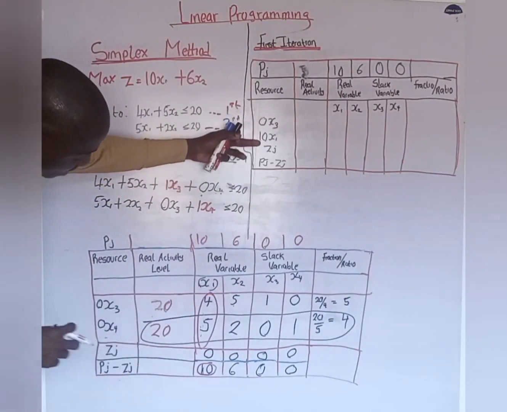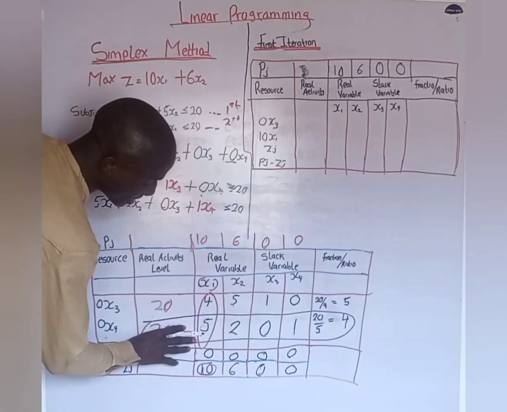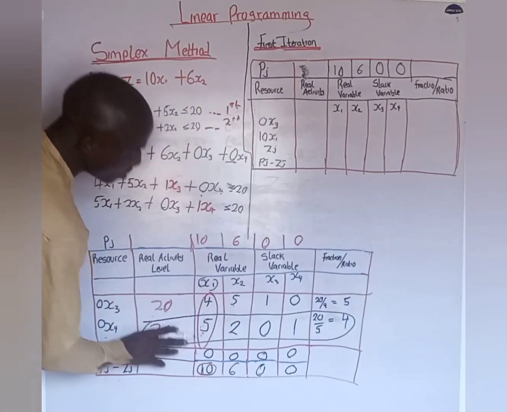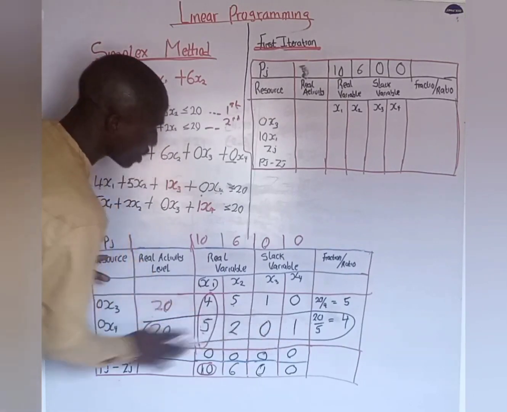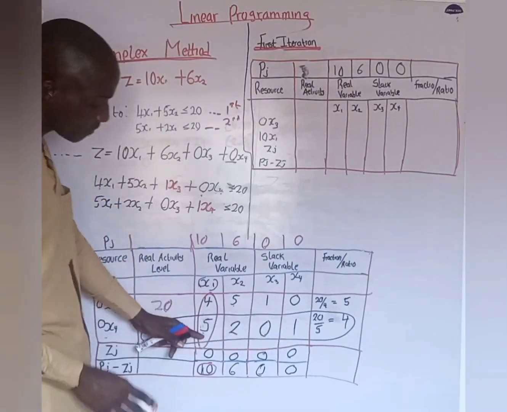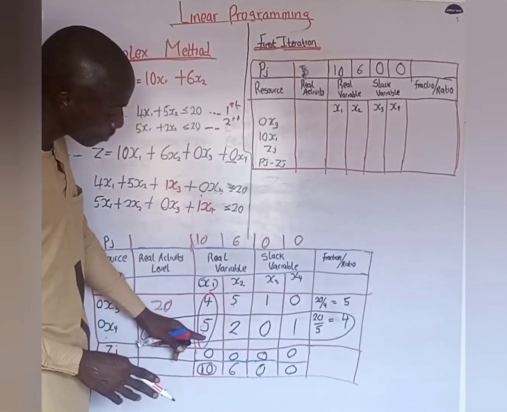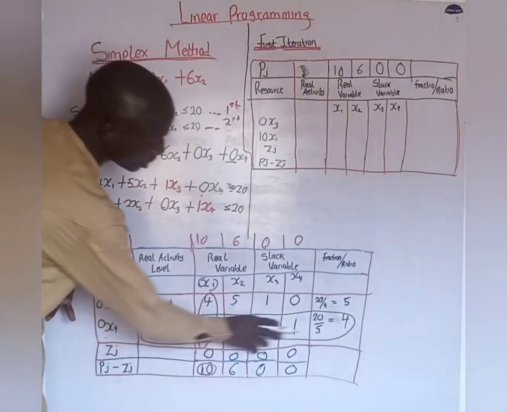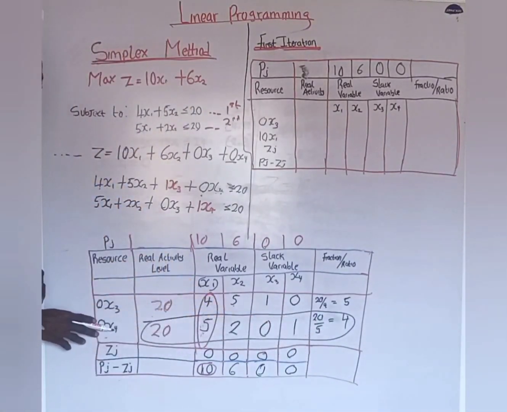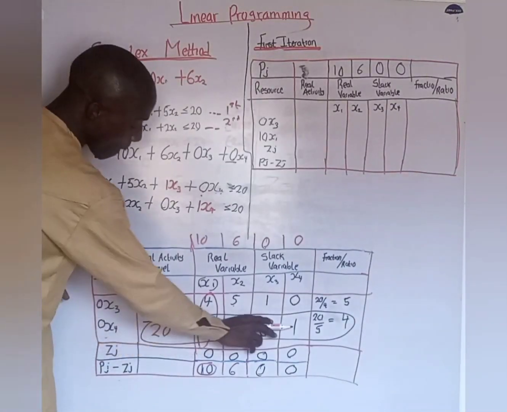Now, we got to this place. The next thing that you are going to be doing is to divide your key elements. Make your key element one by dividing the total row with your key element. This is what I mean. 5 is your key element when you are solving. If you want to make 5 into 1 with respect to the elements in the row to which 5 belongs, we are going to be dividing each element in the row by 5.